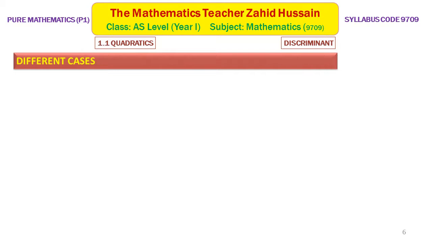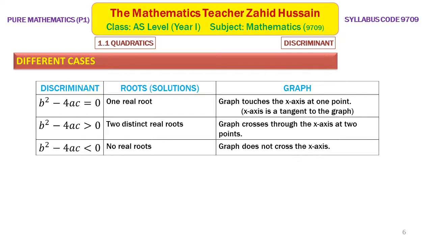Different cases of the discriminant. Now when you find b square minus 4ac, that is the discriminant, if this answer is equal to 0, it means there is only one real root or solution of the equation. And in this case, the graph touches the x-axis at only one point. That is, the x-axis is a tangent to the graph.